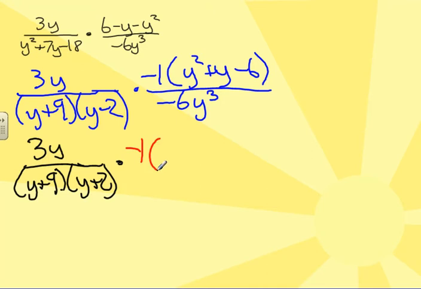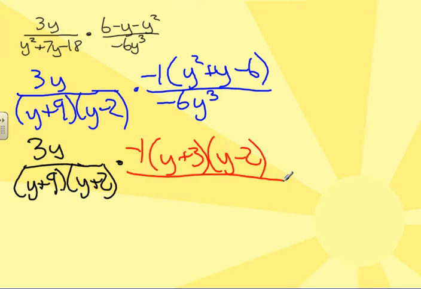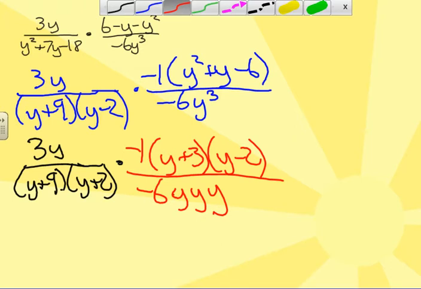The next part can be factored down to be y plus 3 times y minus 2. My bottom can be factored out to be minus 6 times y times y times y. Now I factored everything out about as much as I can. Time to start canceling.